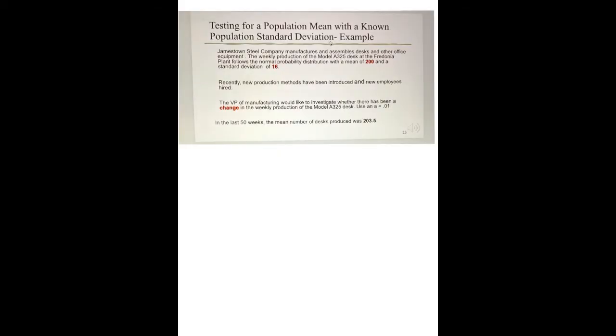Okay, here we go. Testing for the population mean with a known population standard deviation. So again, we know the population standard deviation in this case. Let's write down all the information that we're given in this problem. First, we're told that mu, the population mean, is equal to 200. So this is their regular operation, or status quo. We're told that the population standard deviation is 16. So what do we want to know in this question? We want to know, has there been a change in the weekly production of the desk using an alpha of 0.01? So let's set up our hypothesis test.